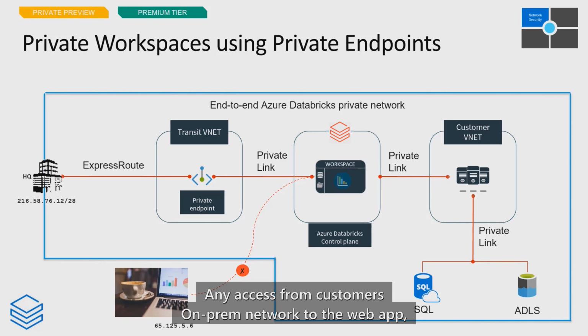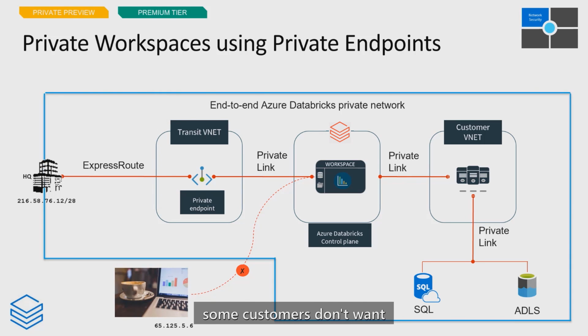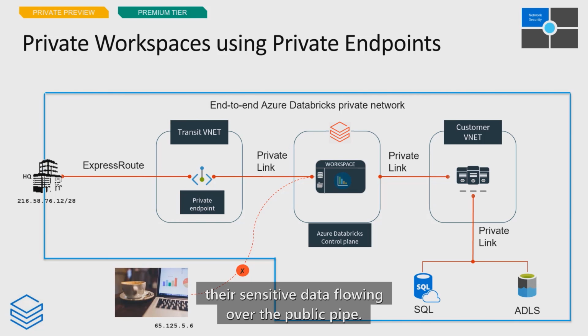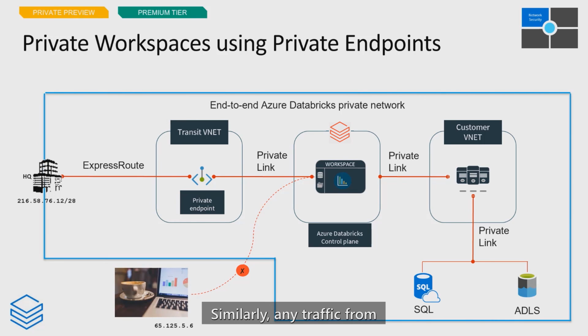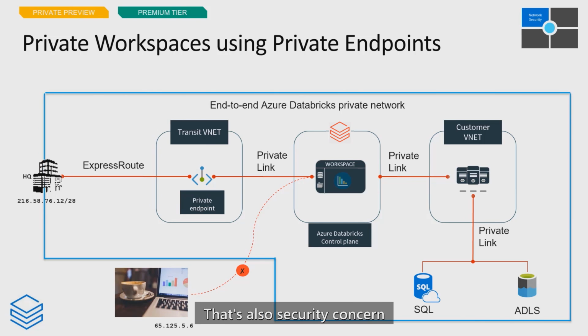Any access from customers' on-prem network to the web app, be it for notebooks, BI, or REST API, goes over the public network before it enters the control plane. Even though that traffic is encrypted by TLS 1.2 or 1.3, some customers don't want their sensitive data flowing over the public pipe. Similarly, any traffic from customers' clusters in the data plane to the control plane, though it goes over the cloud provider's network backbone, is public for all customers on that cloud. That's also a security concern that some customers have raised.